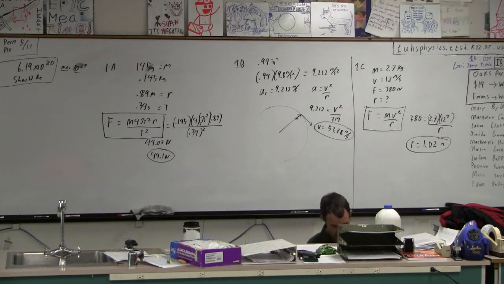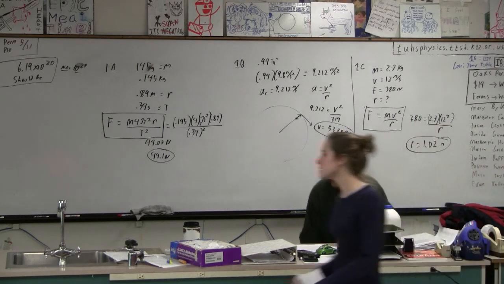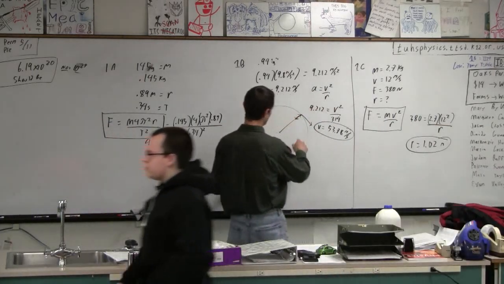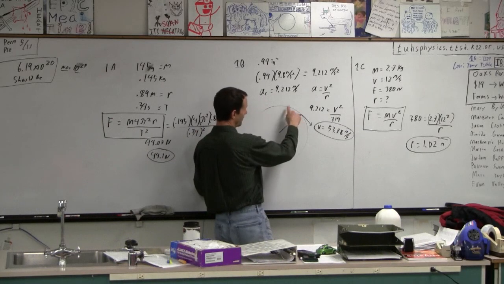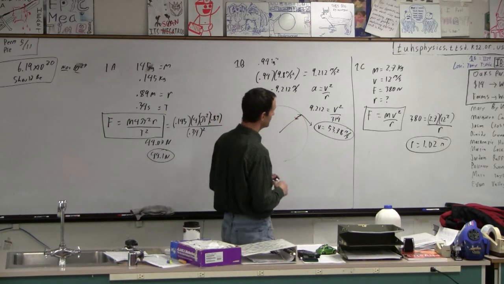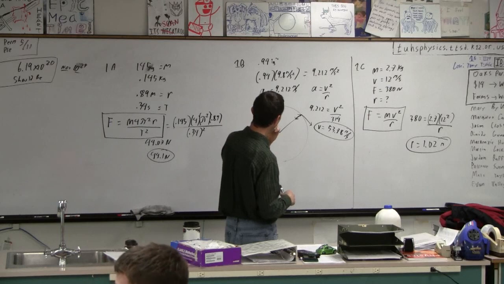So those are good conceptual questions about tangential velocity. If you quit going around the circle, how would you fly off the circle? You can think about that. All right.